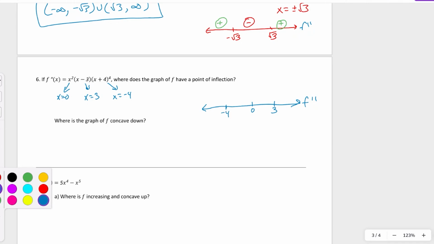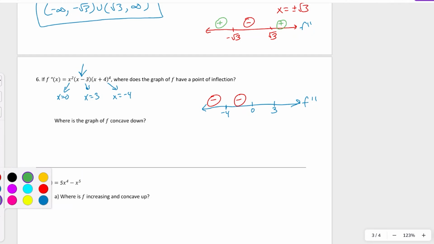So plugging in a number like -10, now this x squared will always be positive, and actually so will the x plus 4 to the 4th. So those will always be positive, so when we're checking these signs, we only need to be looking at x minus 3. So if I plug in -10, -10 minus 3 is negative. Plugging in something like -1, -1 minus 3 is also negative. By the way, we've got a root here, -4, with even multiplicity. Anytime you get that even multiplicity, you're going to expect the sign doesn't change, but you want to test it anyway, just to make sure.